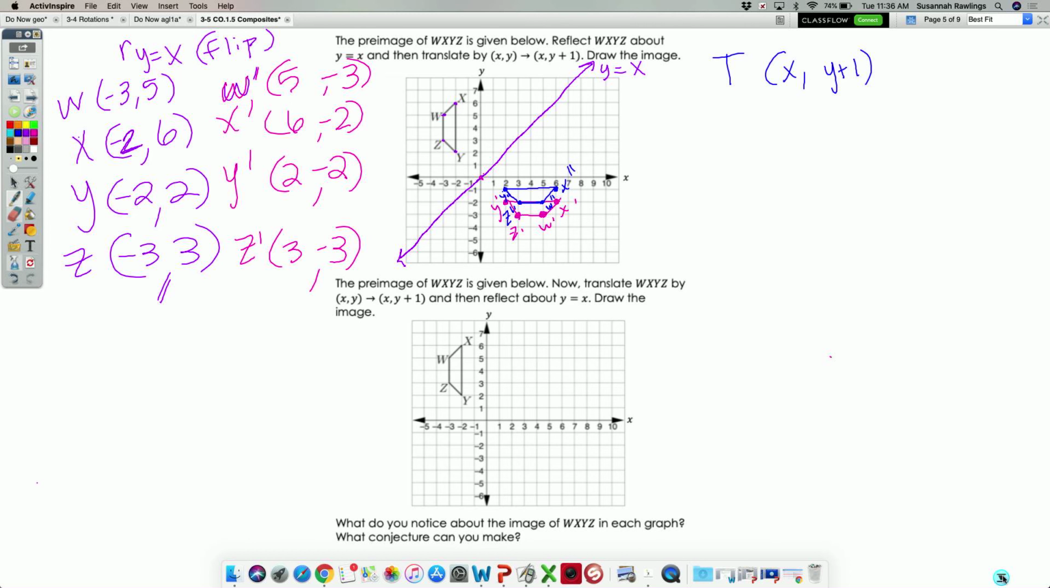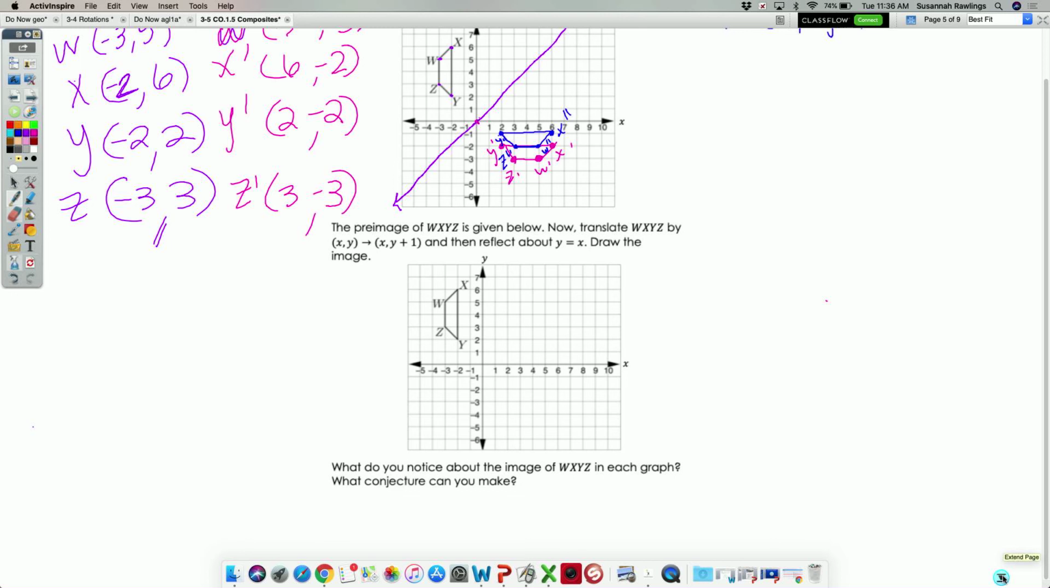So look at that one underneath. The only difference there, you'll notice I have the same pre-image. What's the only difference with this problem than the last one? Yeah, we're changing the order, right? It's telling me to translate first, so let's go ahead and do that. We're still moving in what direction? Up 1. So let's go ahead and do that. So let's move all of our points up 1.